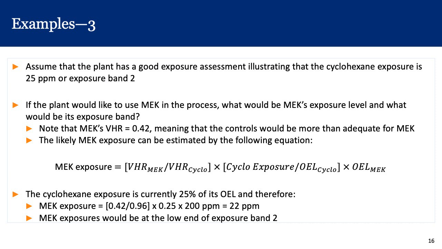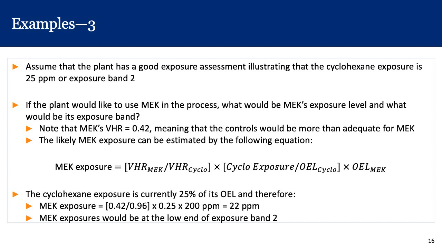The second example is that now let's assume that the plant has a good exposure assessment illustrating that the cyclohexane exposure is 25 parts per million, or an exposure category 2. And now the plant would like to use methyl ethyl ketone in the process. And what would MEK's exposure level be, and what would be its exposure band? And so we know from my previous slide that the vapor hazard ratio for methyl ethyl ketone is 0.42, meaning that the controls would be more than adequate for methyl ethyl ketone.